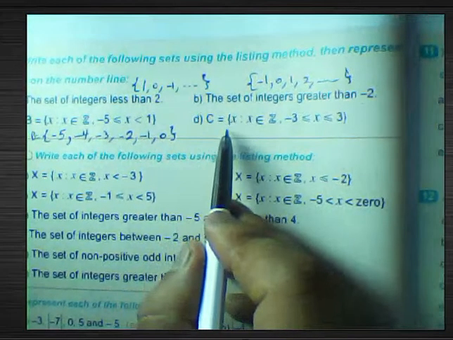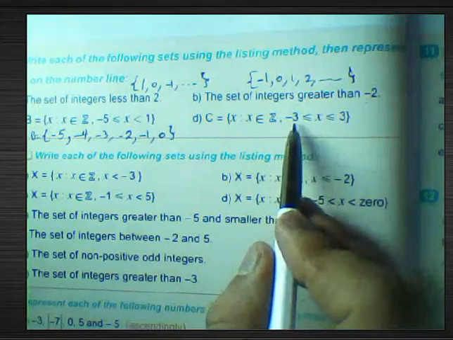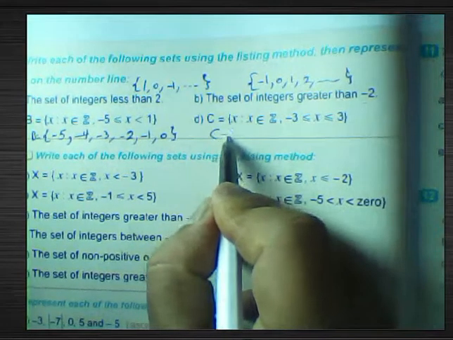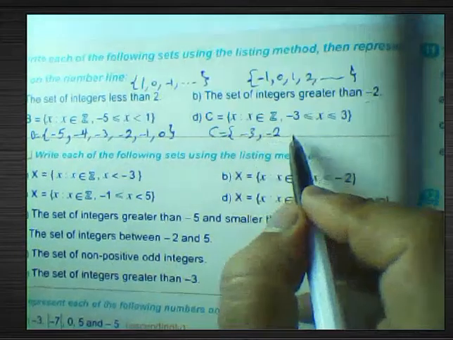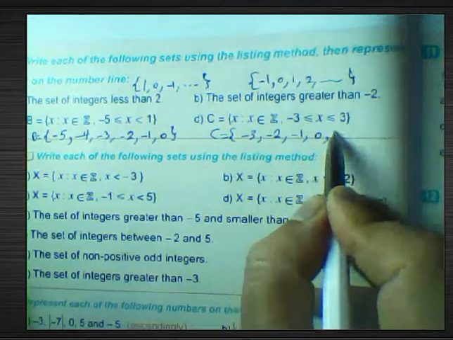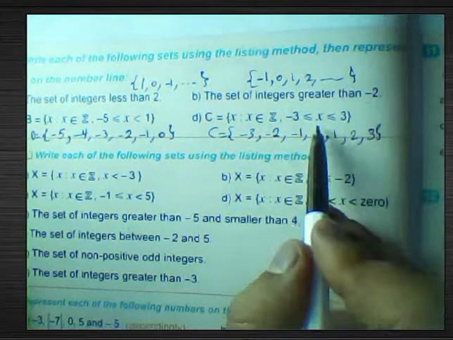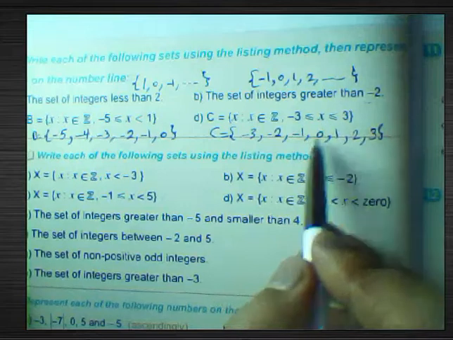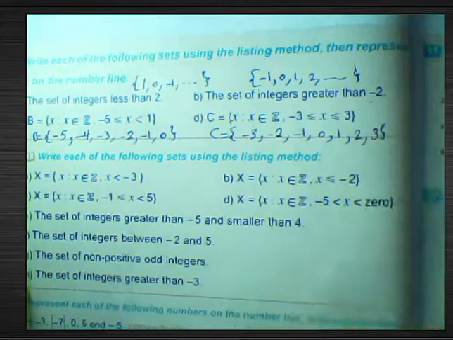Question D. C equals the set of x such that x belongs to Z, x is more than or equal to negative 3 and x is less than or equal to 3. So you can write this set: negative 3, negative 2, negative 1, 0, 1, 2 and 3, because x lies between negative 3 and 3, and x can equal negative 3 and x can equal 3. So you must begin with negative 3 and end at 3.